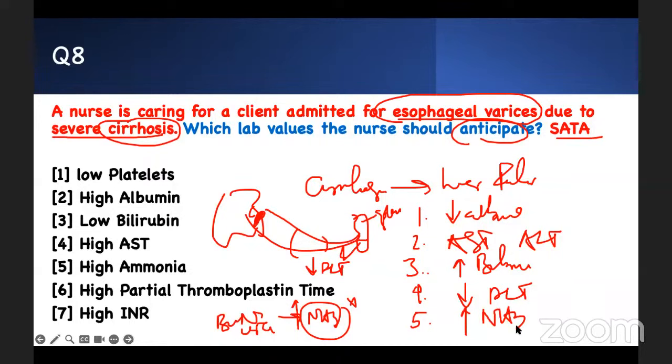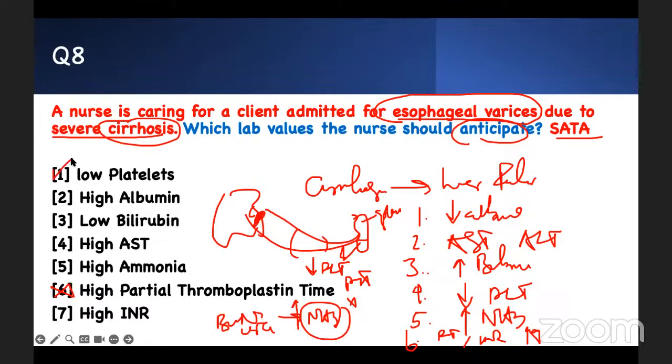The liver makes protein and coagulation factors. If it's affected, your PT and your INR go up. High partial thromboplastin time, this is PTT. It does not affect it. It's a trap.